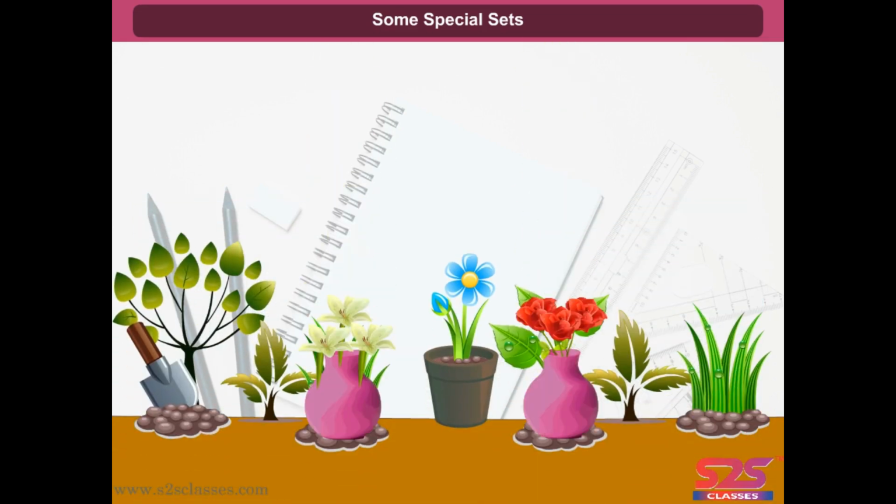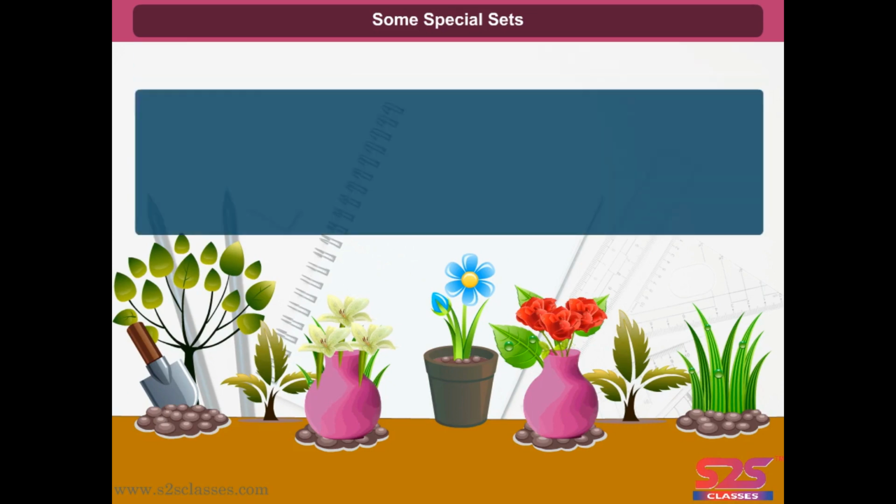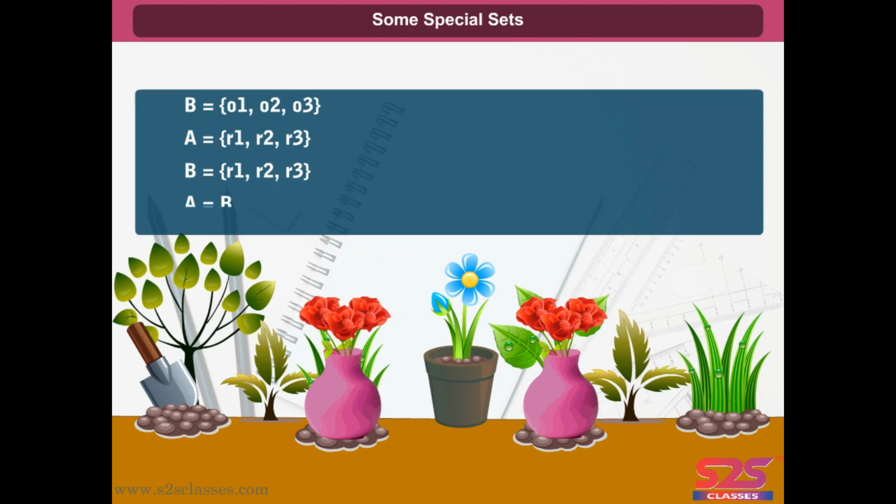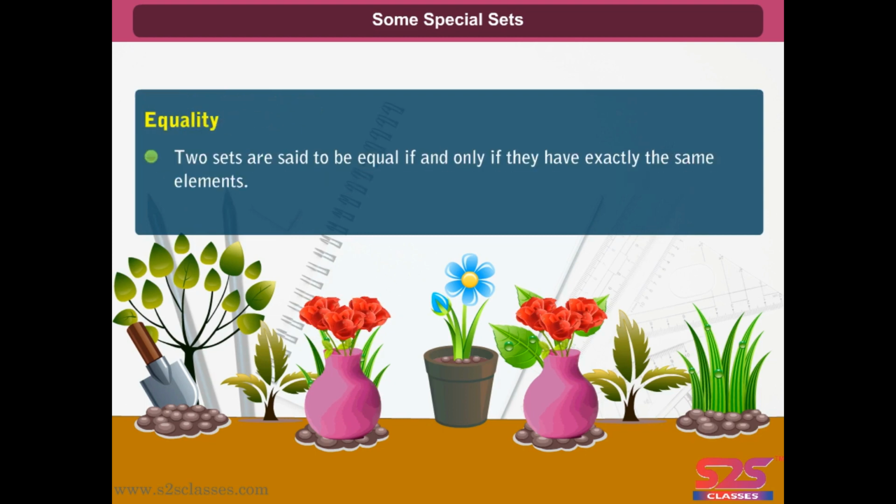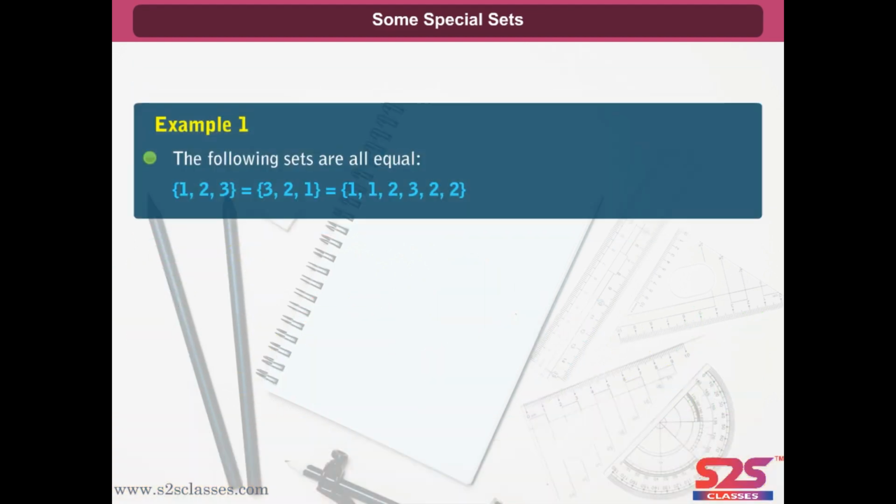Look at these 2 vases. There are roses in one vase and orchids in the other. Now, when the 3 orchids are replaced by 3 roses, they become equal and form an equal set. Equality. 2 sets are said to be equal if and only if they have exactly the same elements. In this example, the first set of 1, 2, 3, the second set of 3, 2, 1, and the third set of 1, 1, 2, 3, 2, 2 are equal.